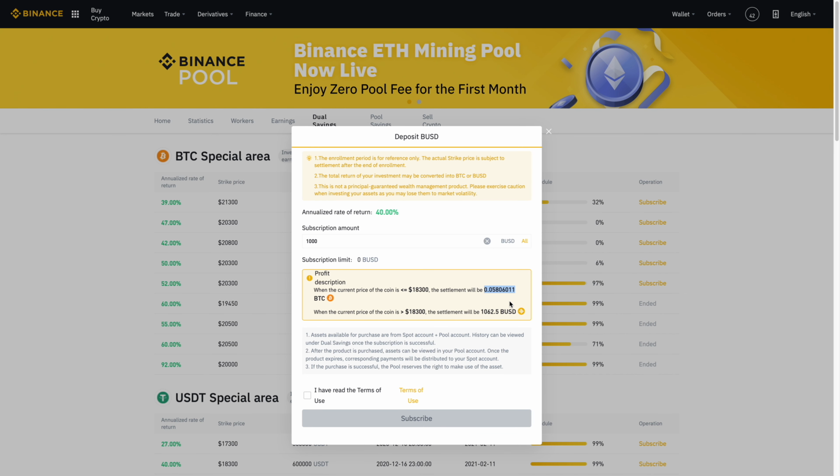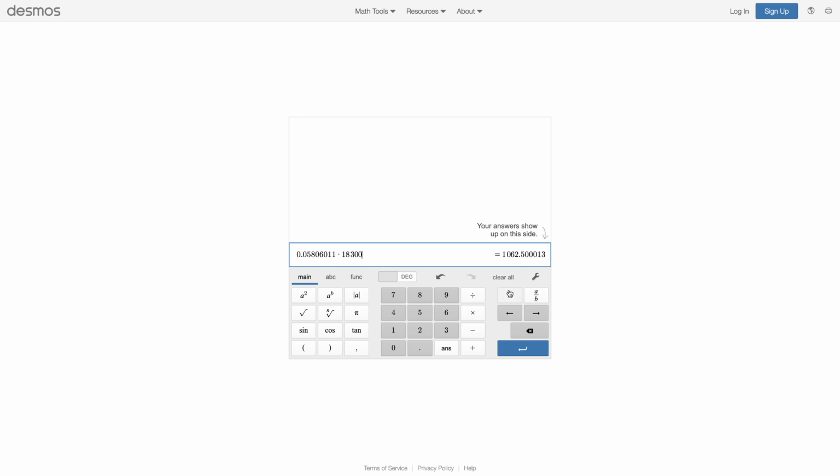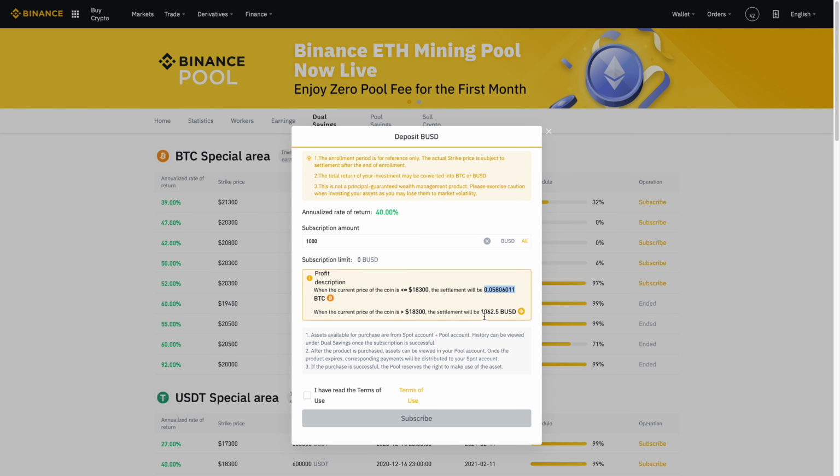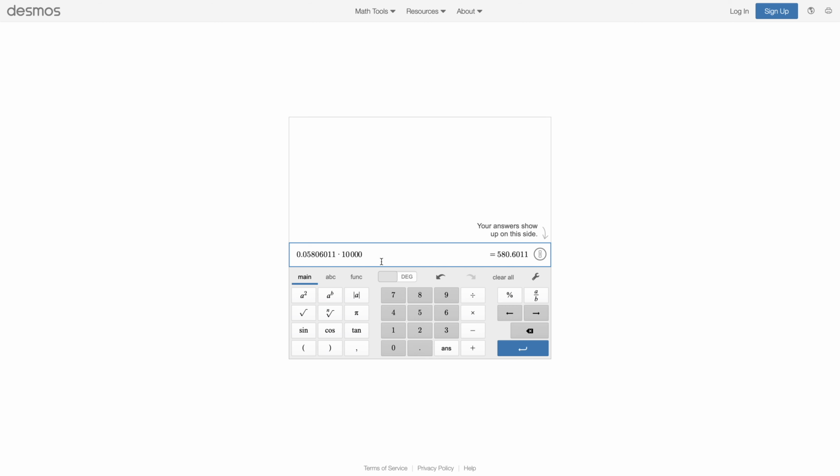So now here is where the risks get involved. The risk is, let's just say the price of Bitcoin drops down to $10,000. Irrespective of the price, you will only get paid this much Bitcoin. So if you were to take this much and multiply that by, let's say, $10,000, then you're really only getting $580 worth of Bitcoin at the time of the settlement date, which is on February 11th. So this is the risk that you're going to have to take if you decide to subscribe to this. If the price of Bitcoin falls below 18,300, you might have to take a loss on it, just as I've shown you over here.